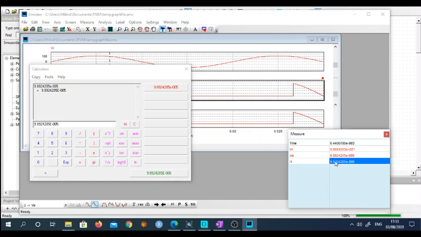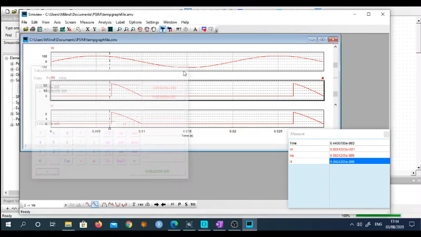And the same is the case for current. You can double click here, and this is 9.89. So initially it was 11 amperes, now it is reduced to 9.89 amperes. So in this way, as alpha is increased, output voltage is reduced.